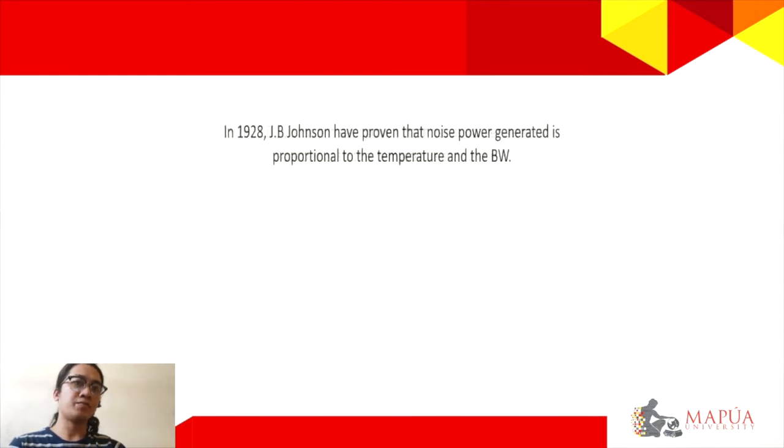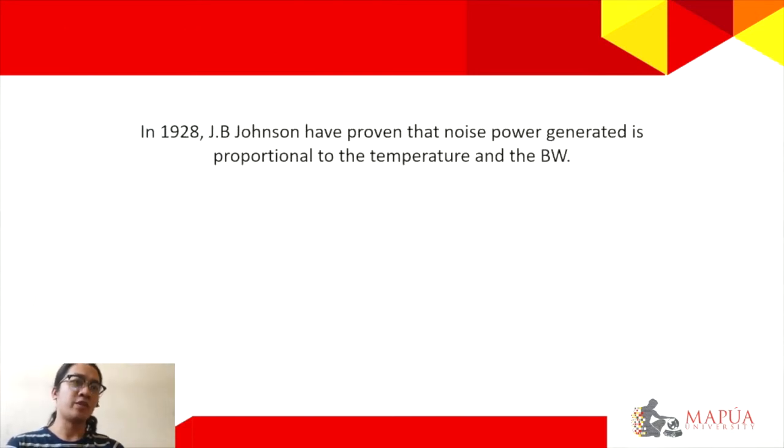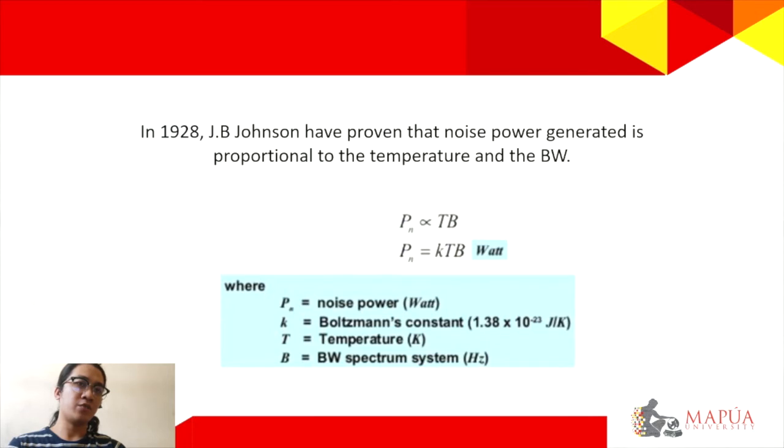In 1928, J.B. Johnson proved that the noise power generated is proportional to the temperature and the bandwidth. We can see in this formula that the power generated is equal to a constant times the temperature times the bandwidth. The constant K is Boltzmann's constant, which is 1.38 times 10 raised to negative 23 joule per Kelvin.